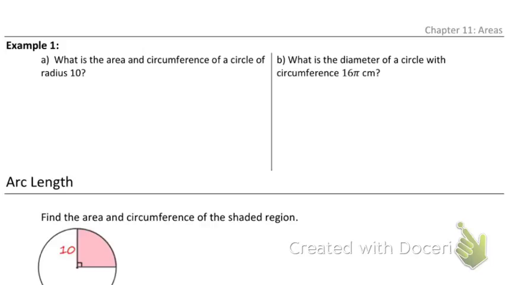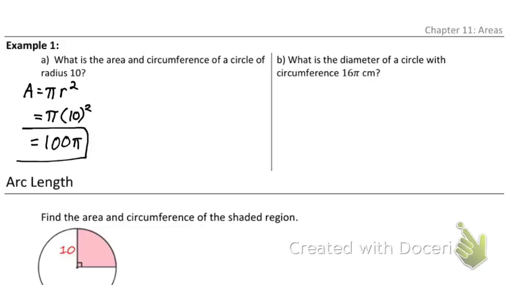We have: what is the area and circumference of a circle with radius 10? So we are given our radius. I'm looking for circumference and area. Let's start with area first because I think that's the best known one. Area equals pi r squared. Our radius is 10, so it's pi times 10 squared, which is going to equal 100 pi. If we had units, it'd be units squared, but we don't, so our area equals 100 pi.